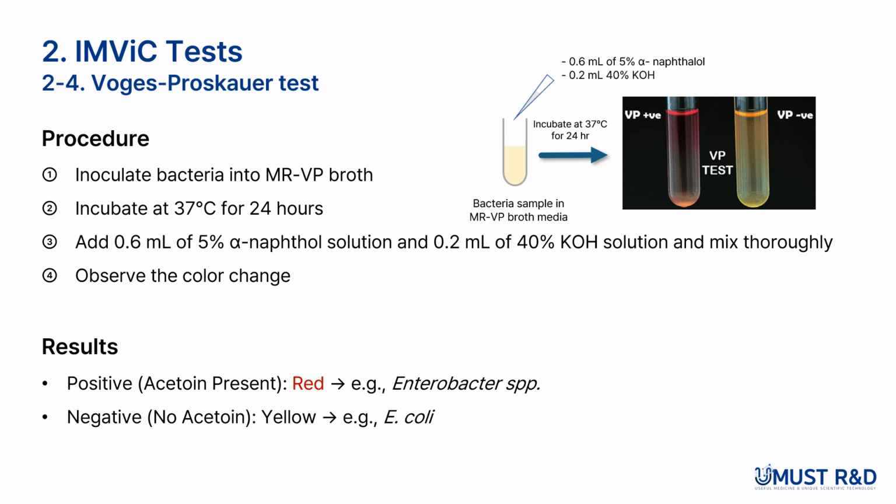A positive result is indicated by a red color, meaning that the bacteria have carried out 2,3-butanediol fermentation and produced acetoin. This is characteristic of bacteria like Enterobacter spp. A negative result is indicated by a yellow or copper-brown color, meaning that acetoin is not produced and the bacteria do not use the butanediol pathway. An example of a VP-negative bacterium is E. coli.